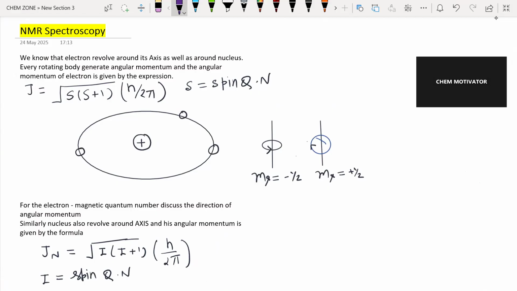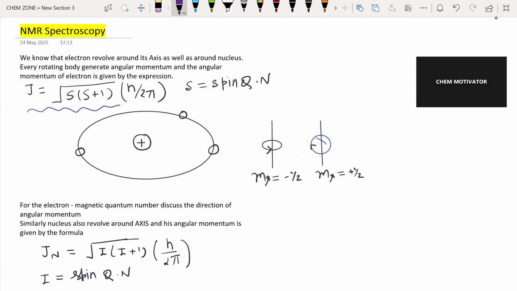So, starting with the basics, if we talk about the electron, the electron revolves around the nucleus as well as around its axis. And when they rotate around their axis, either in clockwise or anti-clockwise direction, they generate angular momentum. And the angular momentum of the electron is given by the expression which you can see on the screen.